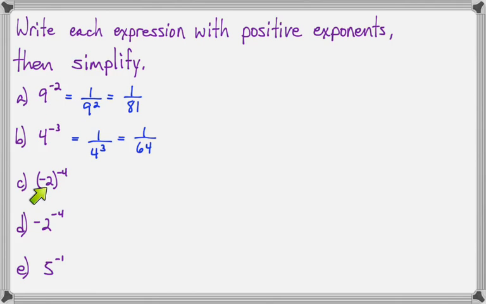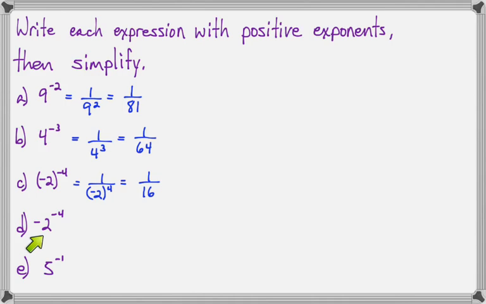Here the base is negative. So when I move this to the denominator and make it a positive 4 exponent, the base is still negative. It's only the exponent that changes sign, but the negative 2 base is still negative 2. Now, if we have to simplify this in the bottom, negative 2 to the 4th power would be 4 negative signs times 4 2s. So that would be a positive 16.